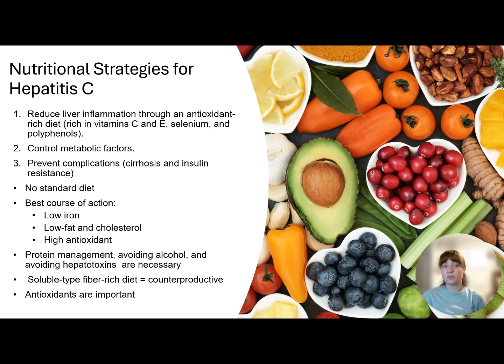Low iron is good because it reduces hepatic injury, which just means trauma sustained to the liver, and the antioxidants are good. These supplements minimize the deleterious effects of the virus and also of the pharmacological treatment. Protein management, avoiding alcohol, and avoiding hepatotoxins are necessary to not further worsen this virus. And hepatotoxins just means it's damaging or destructive to liver cells.